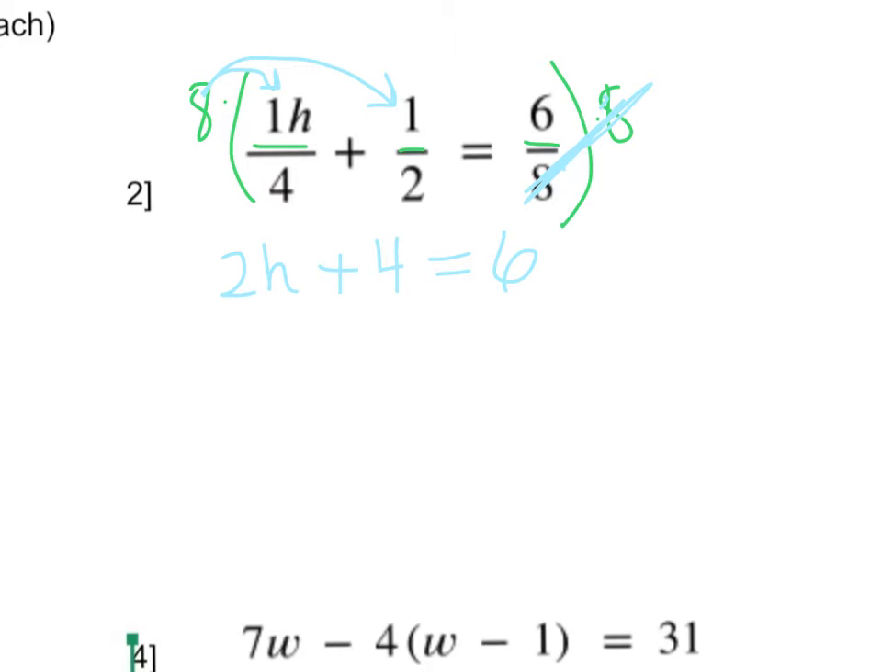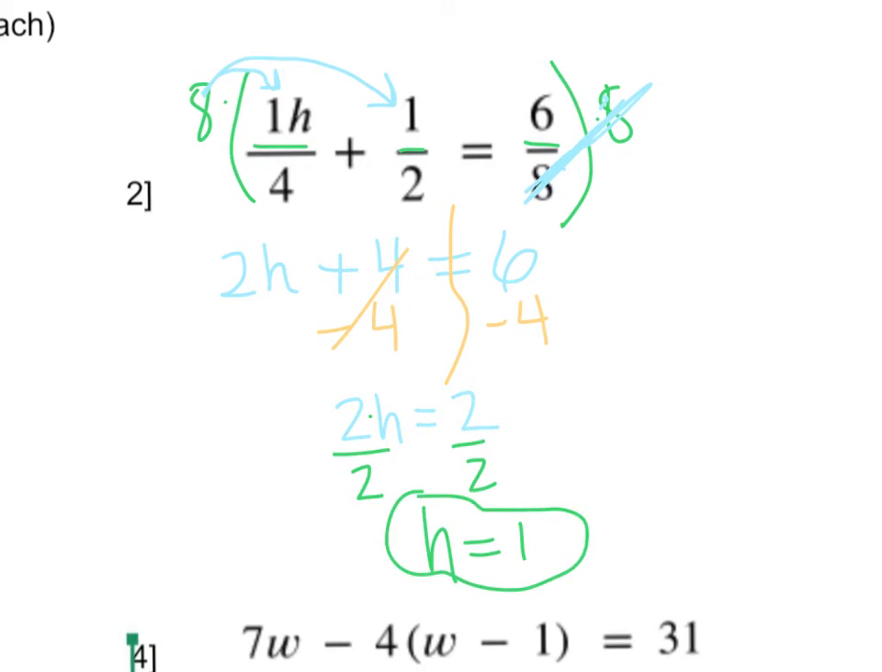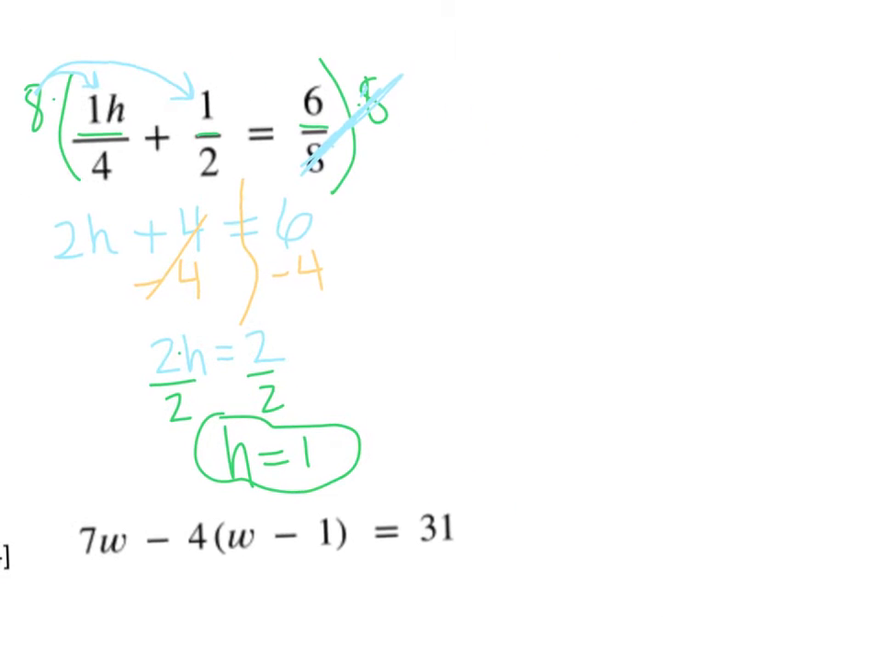Now we have a much easier problem. Use inverse operations, subtract 4 on both sides. Now 2h equals 2. And then our final step would be division. H is 1 for our final answer. So that's one way to solve this problem. It's called clearing the fraction. Let me show you how to do this same problem with decimals.